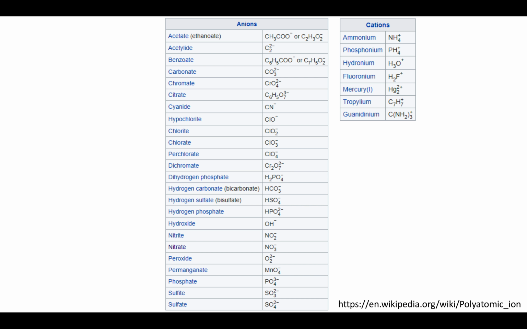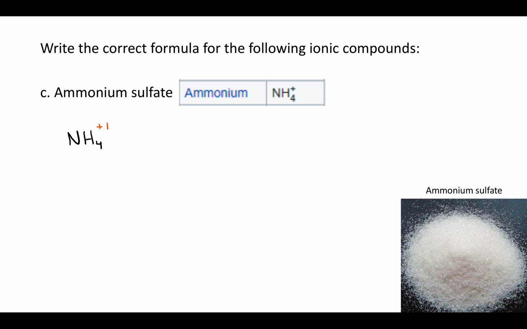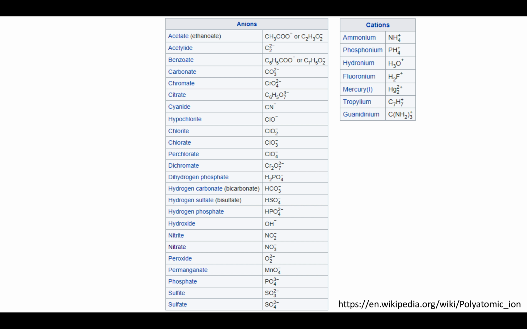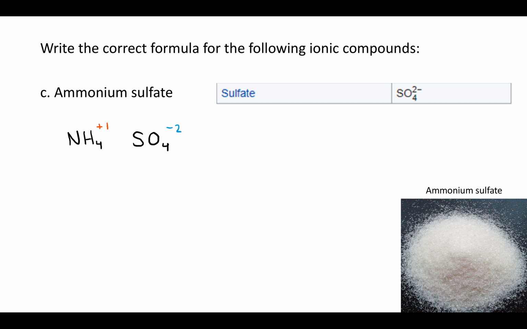Now ammonium is actually a polyatomic ion. So you'd go to this table, you'd see it at the top of that second table on the right. Ammonium is NH4 with a plus charge. So ammonium, NH4 with a plus charge. Sulfate doesn't end in IDE, and so it also is a polyatomic ion. So we'll go back to the table, look for sulfate. It's at the very bottom. It's SO4 2-, and so we'll write that in. So these are our two ions, ammonium on the left and sulfate on the right.